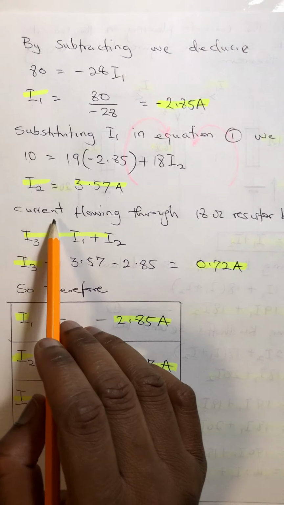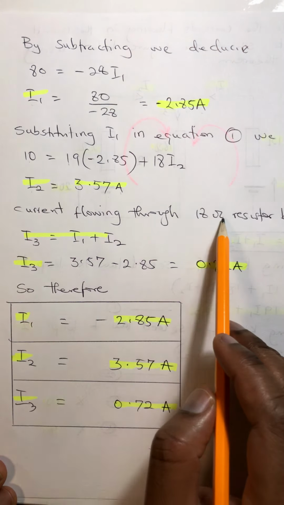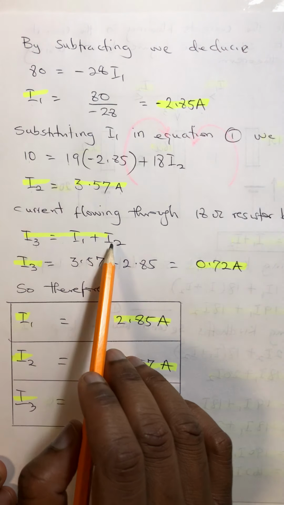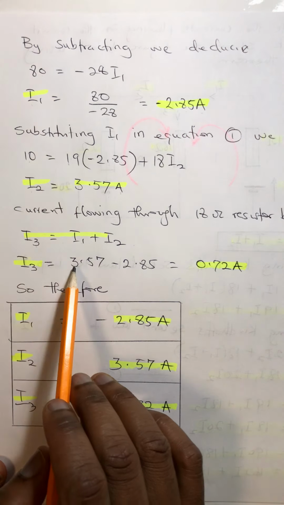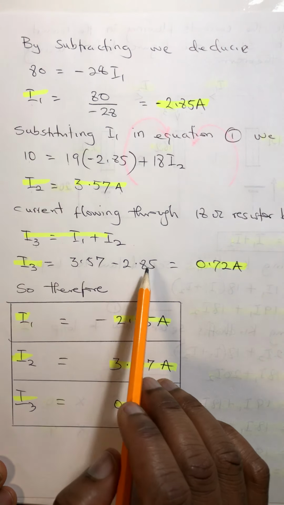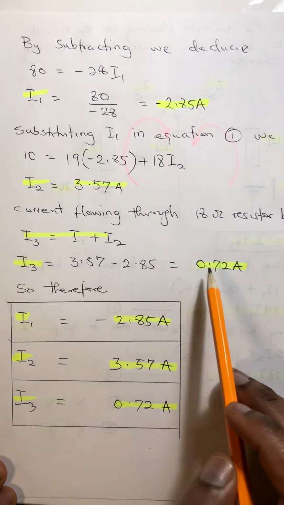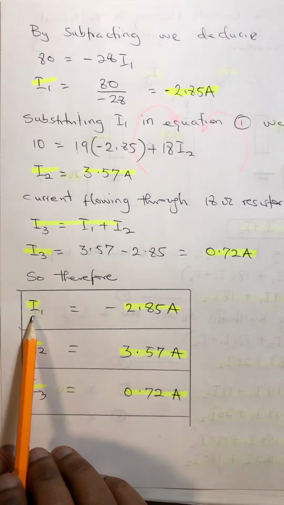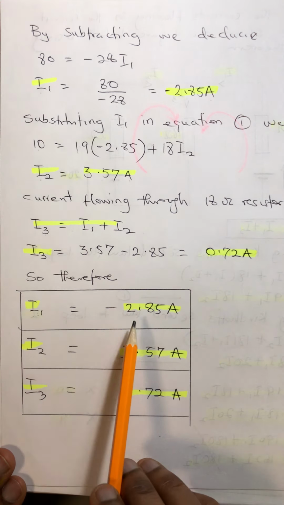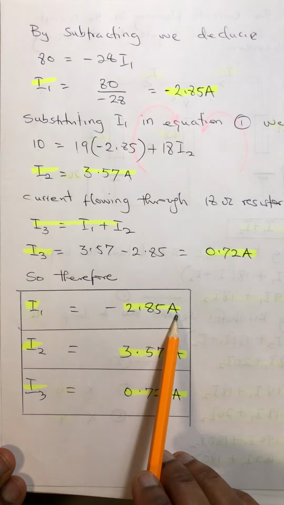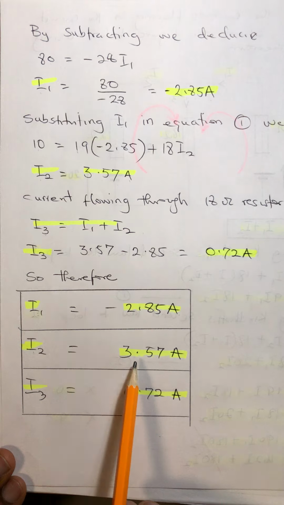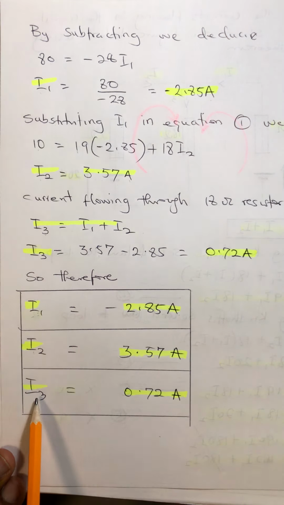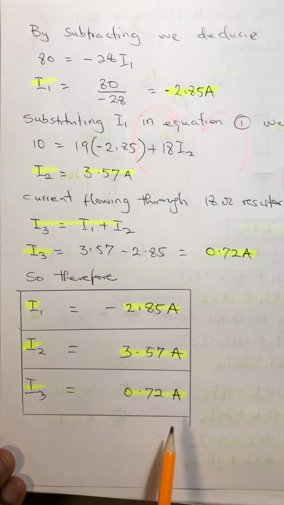Now, the current flowing through the 18 ohm resistor becomes I3 equals I1 plus I2. So our I3 equals 3.57 minus 2.85, which equals 0.72 amperes. So we have current 1 equals minus 2.85 amperes, current 2 equals 3.57 amperes, and current 3 equals 0.72 amperes.